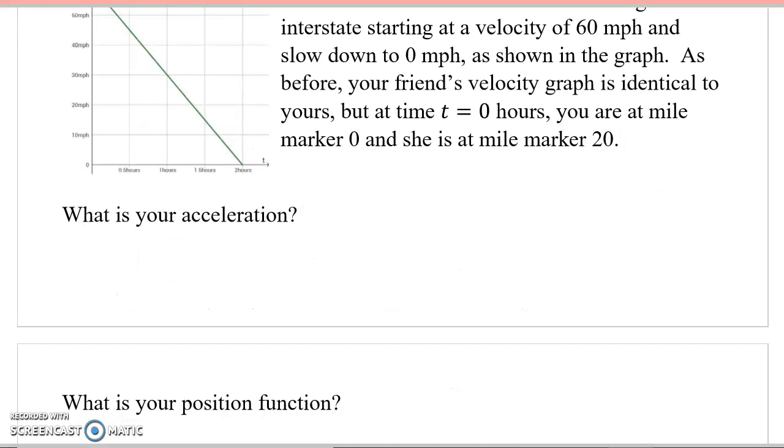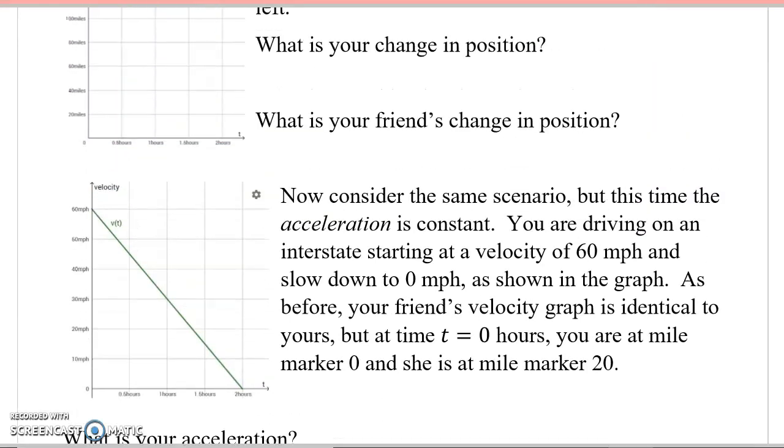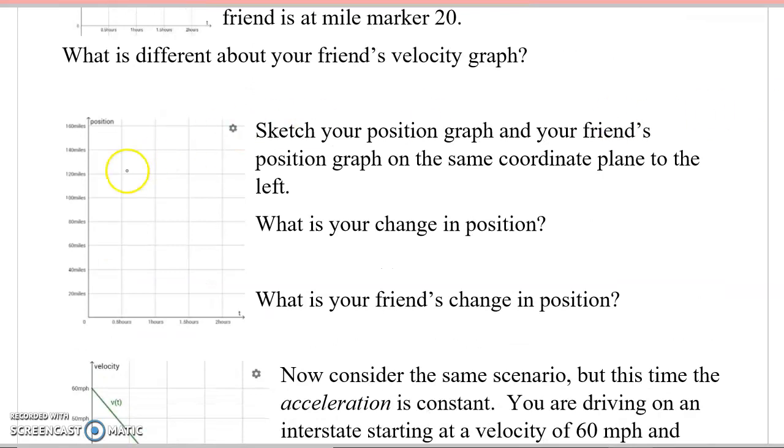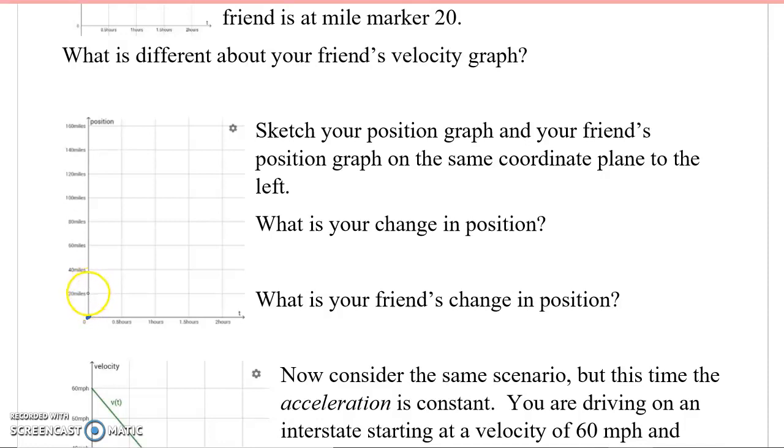It won't be exactly the same because you're starting here at time t equals 0, and your friend is starting here at time t equals 0. Now, if your velocities are both 60 miles an hour, then 1 hour later, you're 60 miles down the road. And then 2 hours later, you're 60 more miles down the road. And you would have a position graph that looks something like this. Whereas your friend's position graph, she would maintain that 20-mile lead on you.